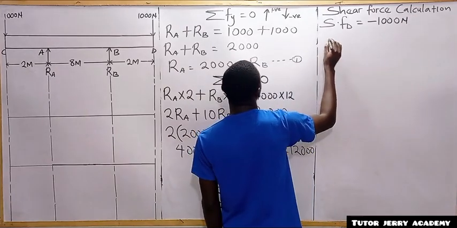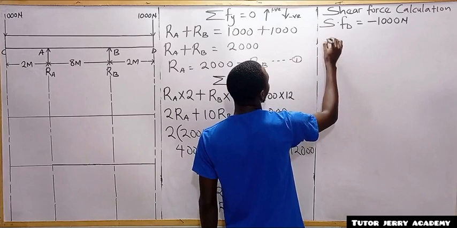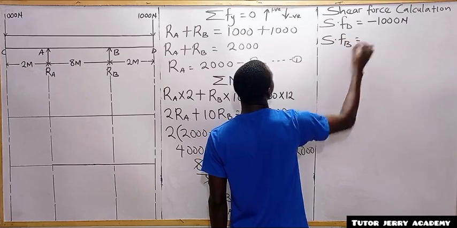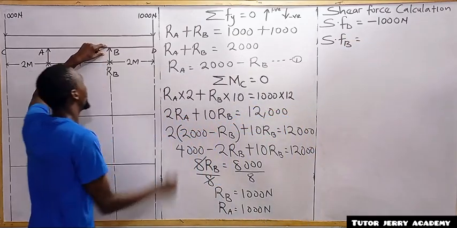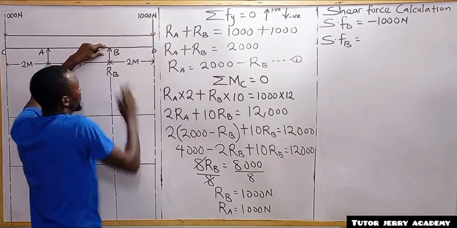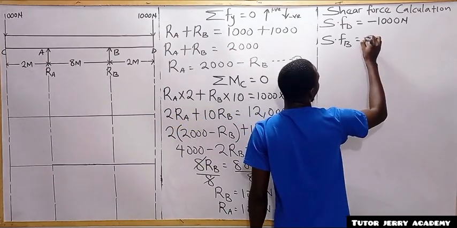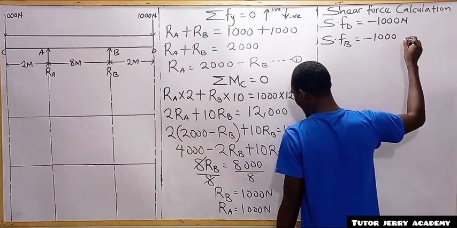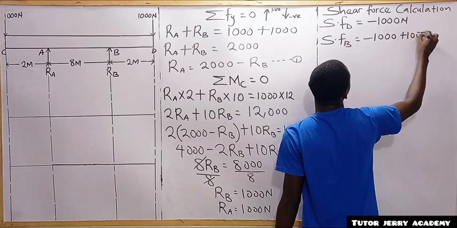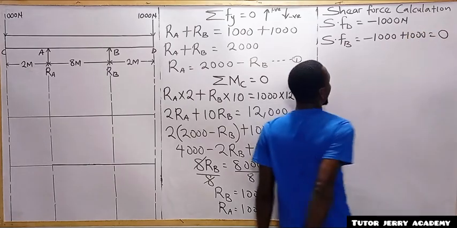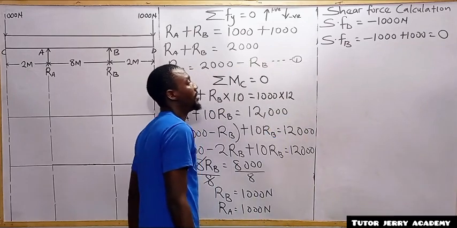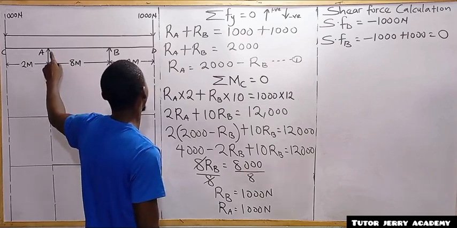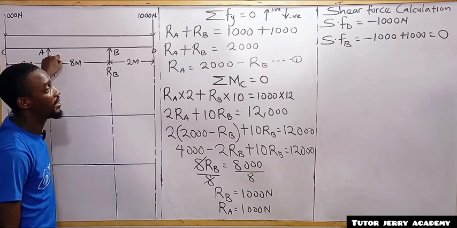All right, at point B now, the shear force at point B will be equal to, we have a downward force here and an upward force here. So it's going to be minus 1000 plus RB, and our RB is also 1000. So this is going to give us 0. That is going to be our shear force at B. The next one is our shear force at A.